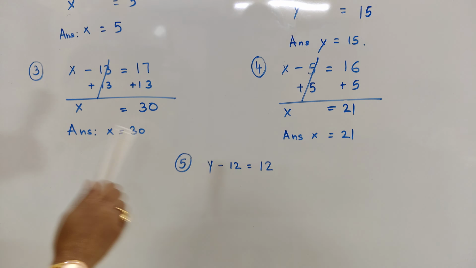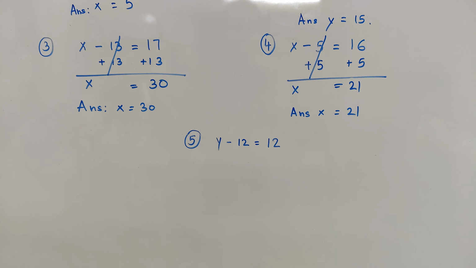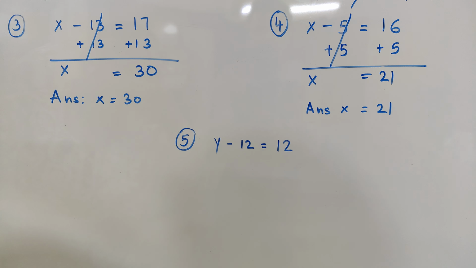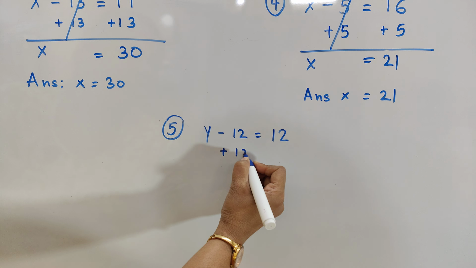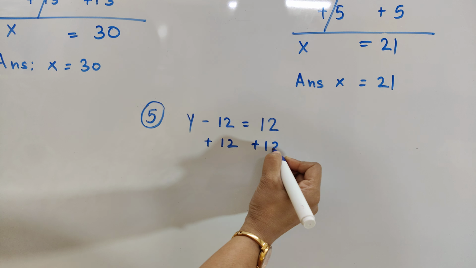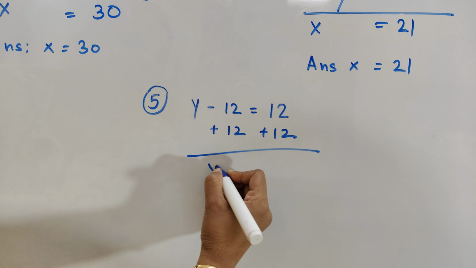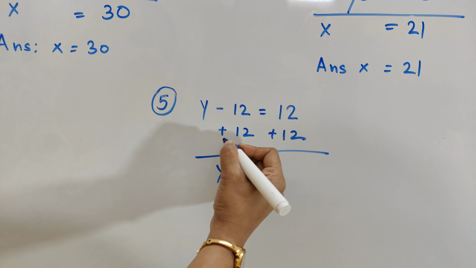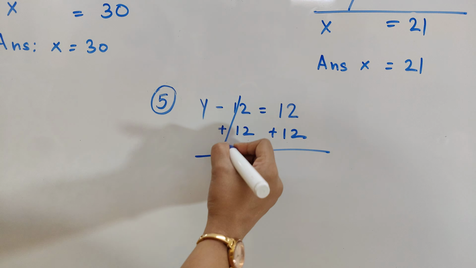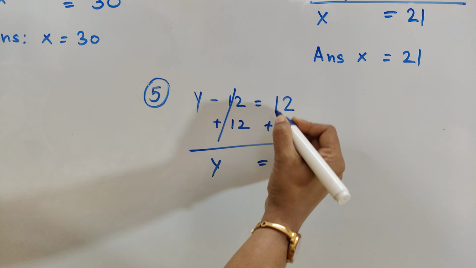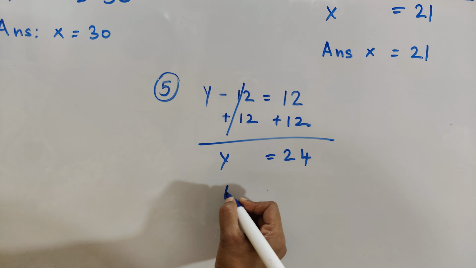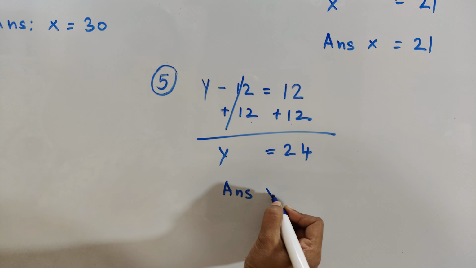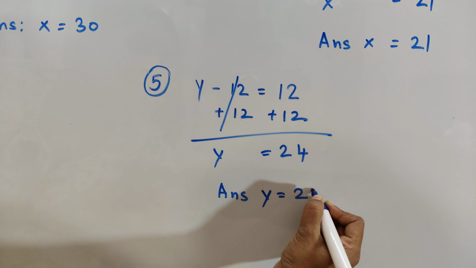Now let's move to the last one. y minus 12 is equal to 12. To separate y from minus 12, we will add 12 on both sides. So y minus 12 plus 12 is 0. It will cancel out. y is equal to 12 plus 12, which is 24. Answer, y is equal to 24.